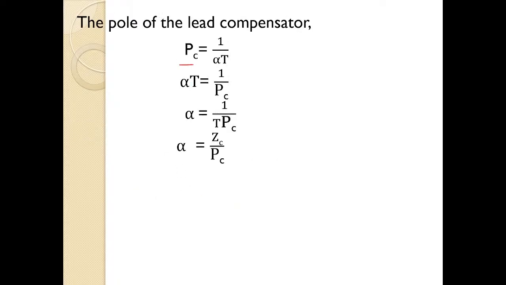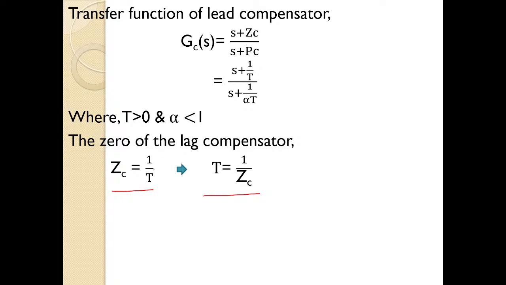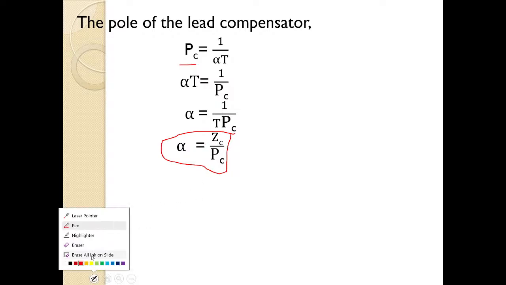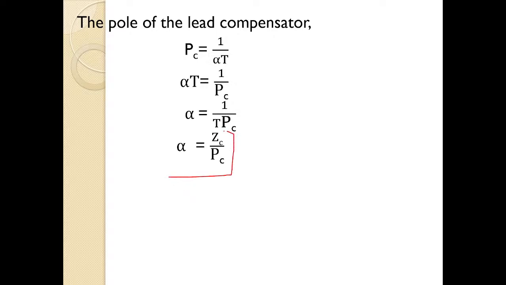We also know the pole of the compensator, that is Pc is equal to 1 by alpha T. So alpha T is equal to 1 by Pc. If you send T to this side, alpha is equal to 1 by T Pc, and 1 by T is nothing but Zc. So if you know the zero value and pole value, you can determine the attenuation value, that is the alpha value. So alpha is equal to Zc by Pc.